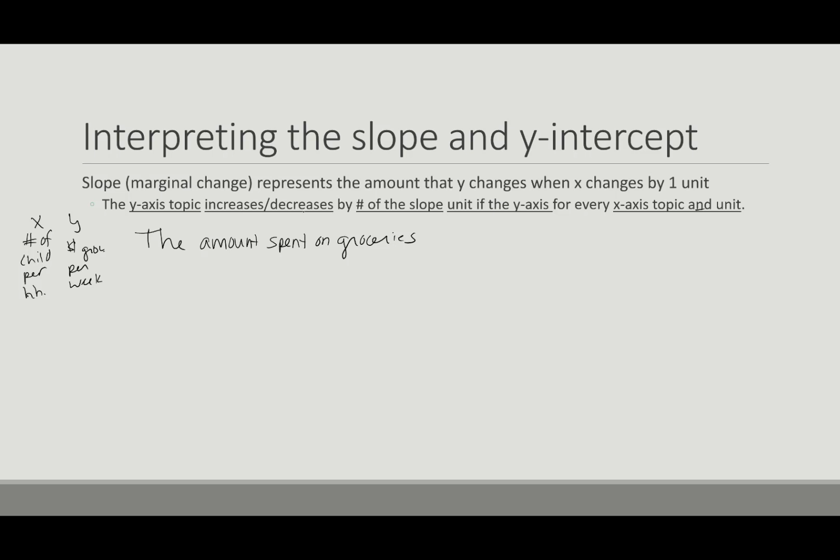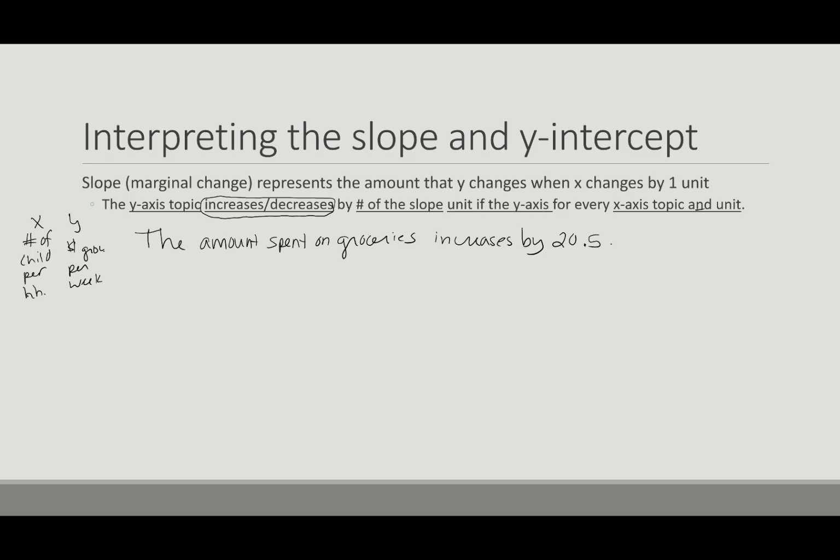Now we have to decide, was our trend line increasing or decreasing? So you want to look at the slope of it, and the slope of our trend line was positive, so that indicates it's increasing. So the amount spent on groceries increases by, now the value that we got for our slope, we need to insert next. So by 20.5.